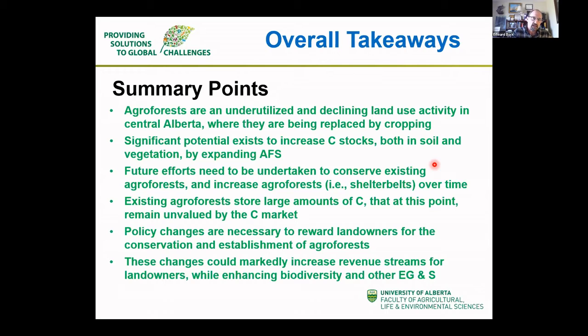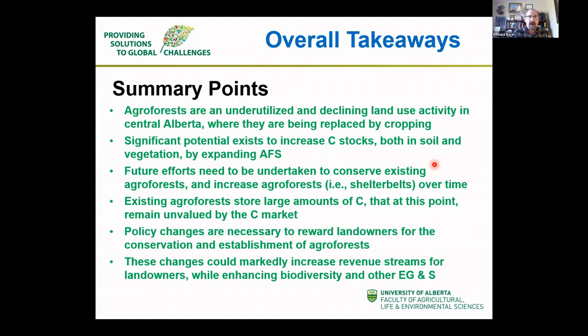As a society and as significant land users out there, I think there's an opportunity here to promote the conservation of existing agroforests and also increase agroforests, for example, shelter belts over time. So both of these are significant opportunities. Those agroforests store large amounts of carbon that unfortunately at this point remain unvalued by the carbon market. And I think this is a really important point. And that's where we're striving to get to.